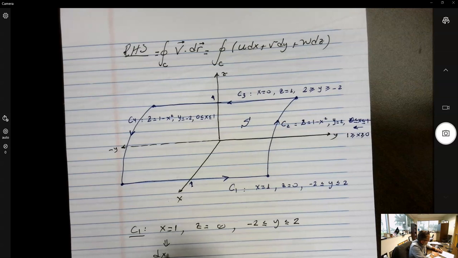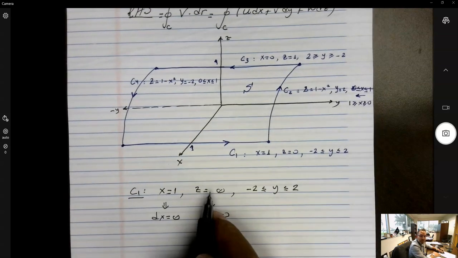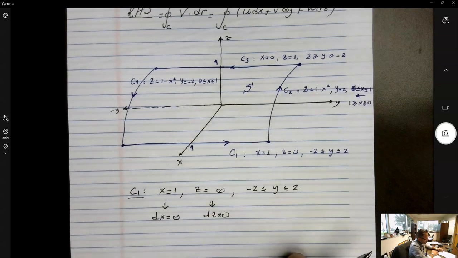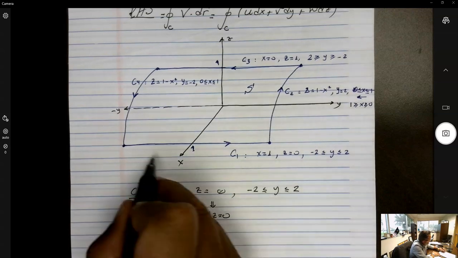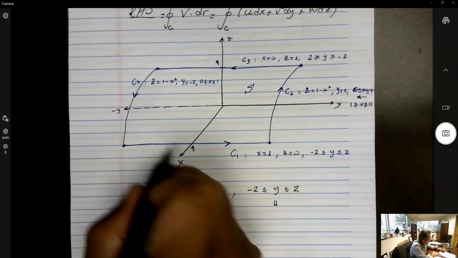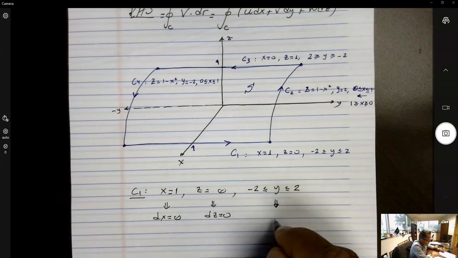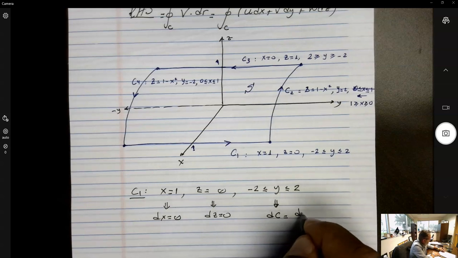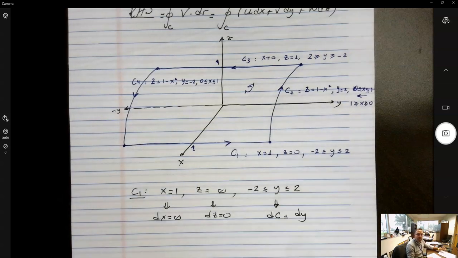So that means that dx is equal to 0. That means that dz is equal to 0. So if x is equal to a constant and z is equal to a constant, those differentials are 0. And since y coincides with the y-axis, then dc is equal to dy along curve C1.